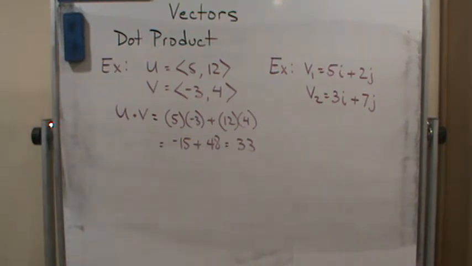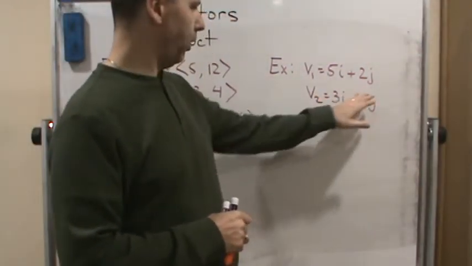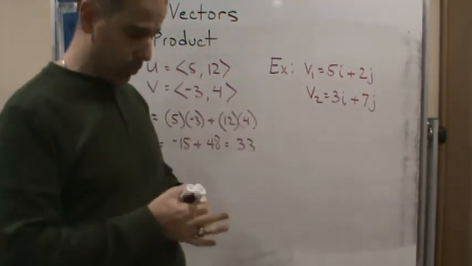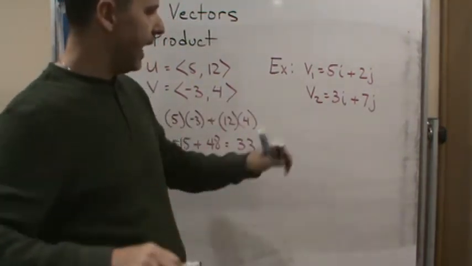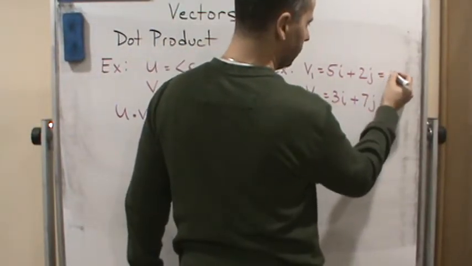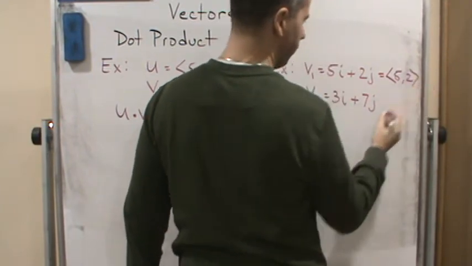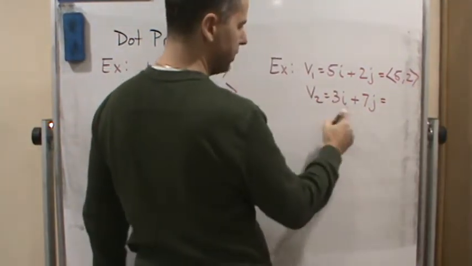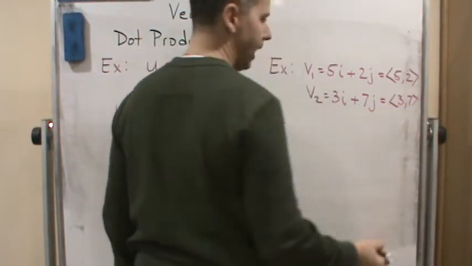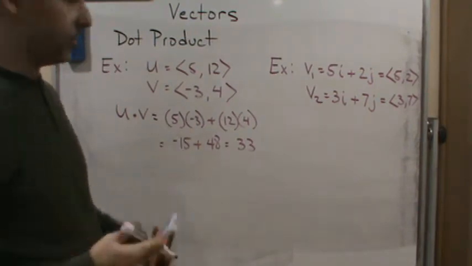Okay, now, what about this one? So now this is given in rectangular form, right? So ij form. So how do we do this? Well, the only thing you have to remember is, if it's in ij form, v1 is equal to 5, 2. And v2 is equal to 3, 7. And if you understand that, then it's very straightforward.